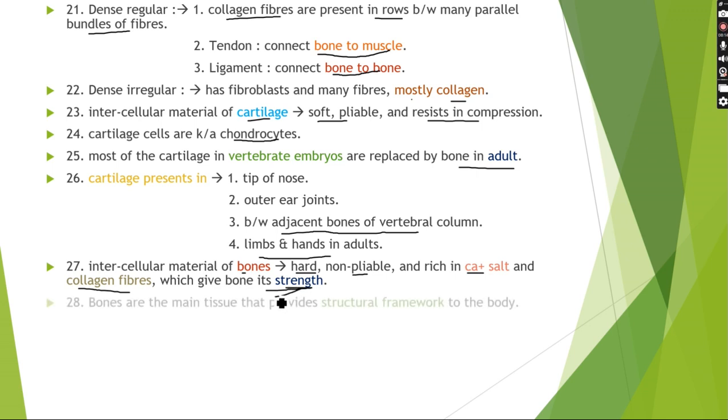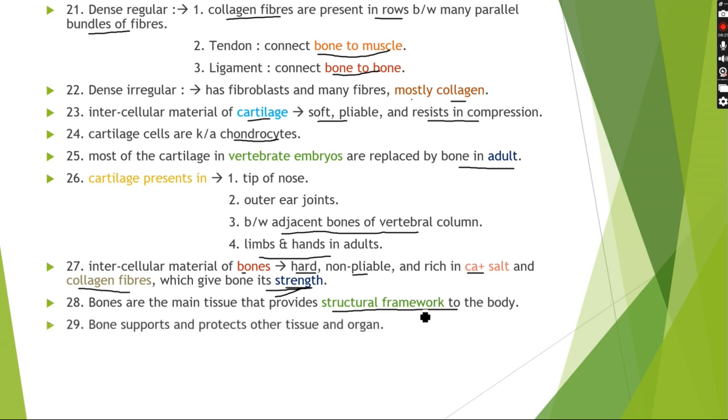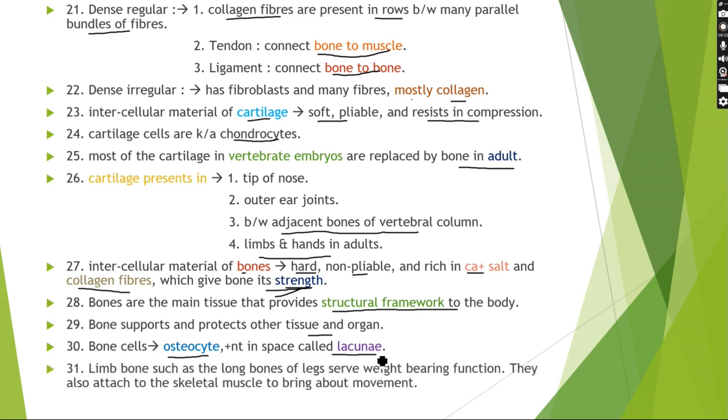Okay. Important part. Then bones are the main tissue that provide structural framework to the body. Then bones support and protect the other tissue and organ of the body. Then bone cells are known as osteocytes and present in the space which is known as lacuna. Okay. The limb bone, such as the long bone of the legs, serve weight bearing function. Okay, and they also attach to the skeletal muscle to bring about movement.